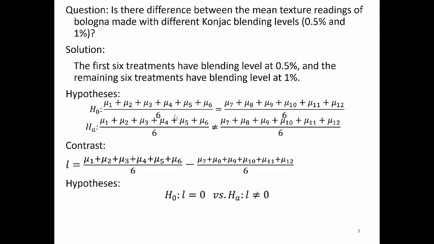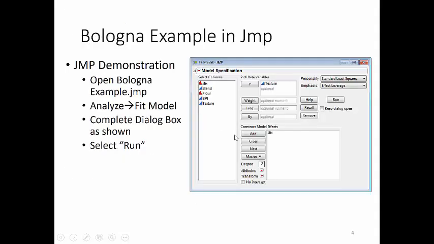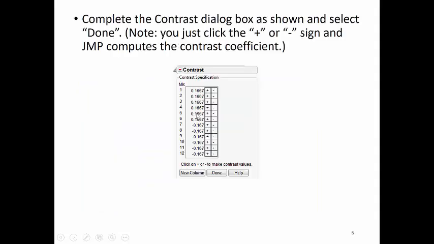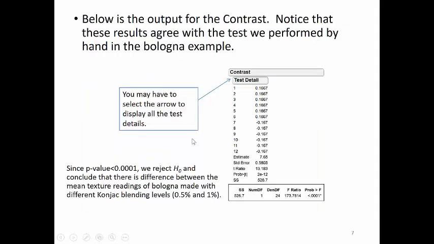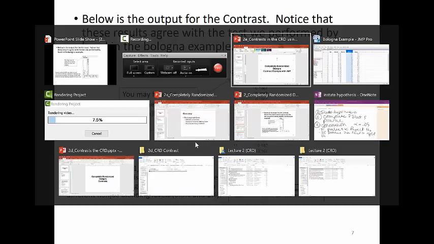It turns out that the first six treatment combinations, or mixtures, have blending at 0.5% and the next six mixtures have it at 1%. So if we're looking at this contrast, we could set up the hypotheses by saying that there's no difference between the first six versus the next six, versus a contrast where we could actually subtract to look at it equal to 0 versus not equal to 0. You can go through these screenshots and they'll show you the different ways of setting this up, but I'm going to go through that with you in JMP.